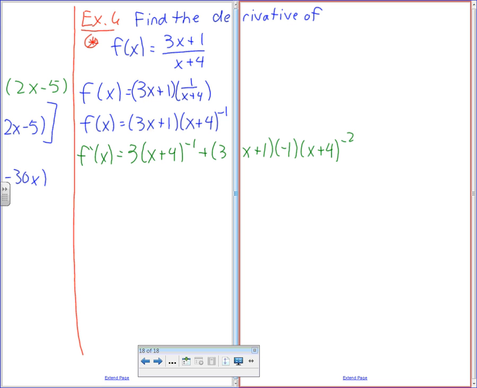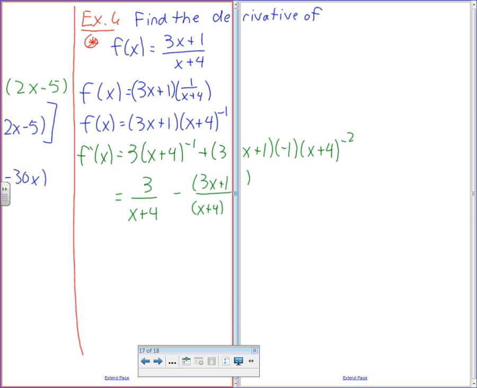Now this is where life gets tricky, is this one here. It's even hard to find things that are common. So I'm just going to write everything as a fraction right now. How do you write 3 bracket x plus 4 to the negative 1? Okay, so what I'm going to do here is write this as 3 over x plus 4 minus bracket 3x plus 1 all over x plus 4 squared.